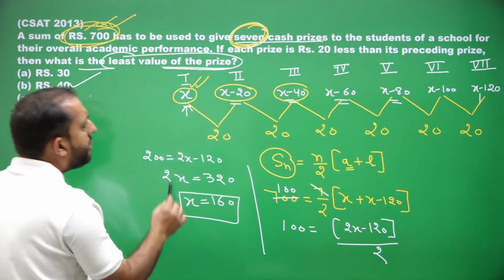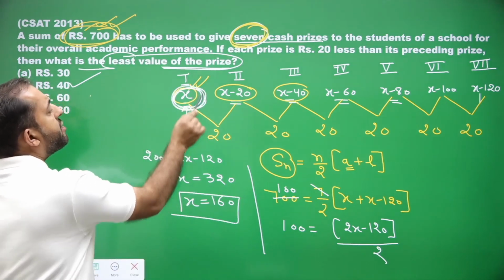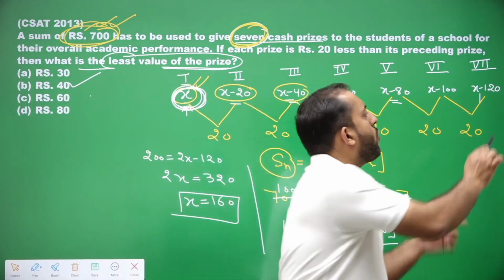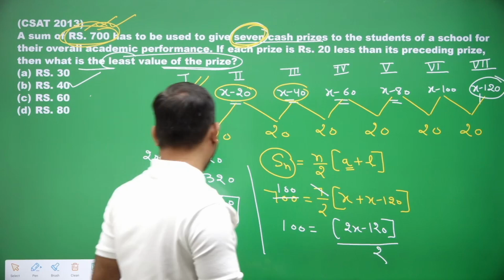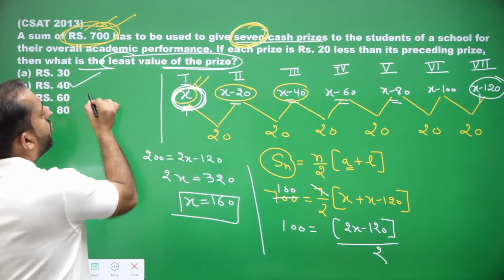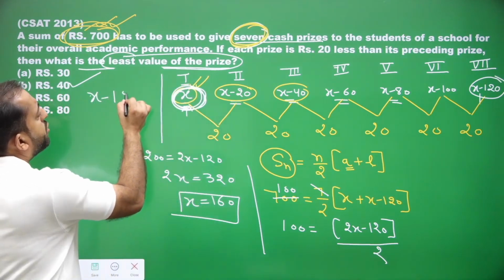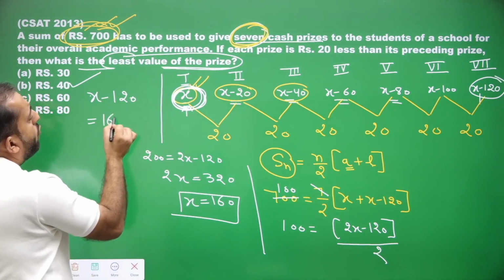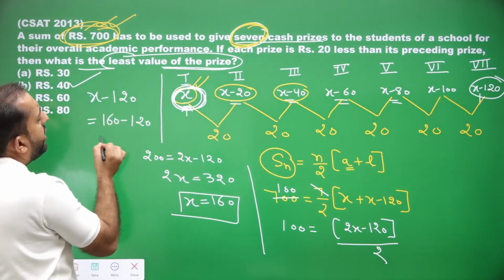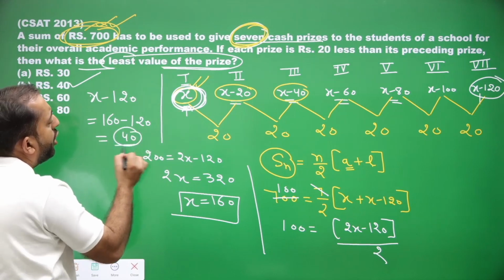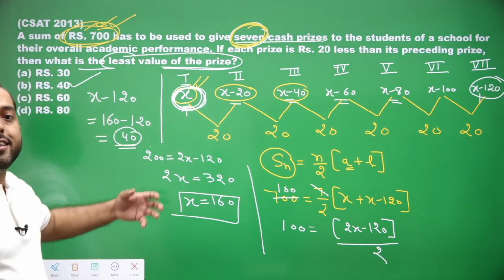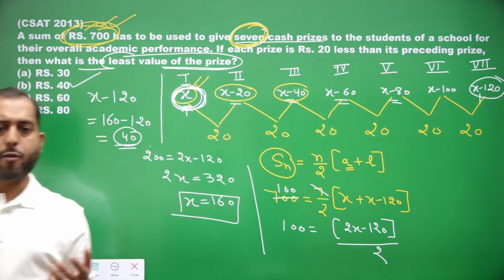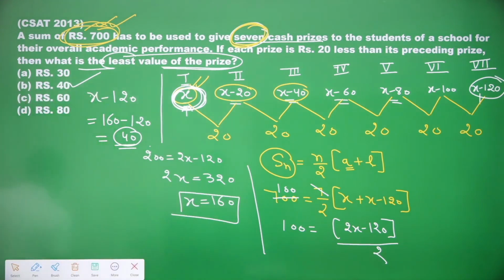What is x here? x is the highest price. What is the lowest price? It is x minus 120, so we are looking for the value of x minus 120, which means 160 minus 120. Hence the answer is 40. The lowest price is 40. So this is one more way of solving this problem. Please make a note of it.